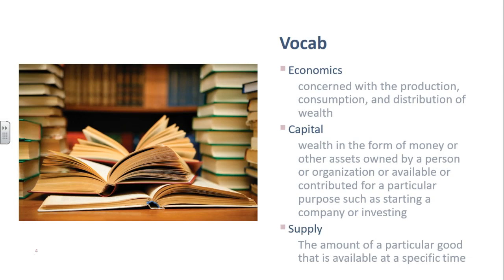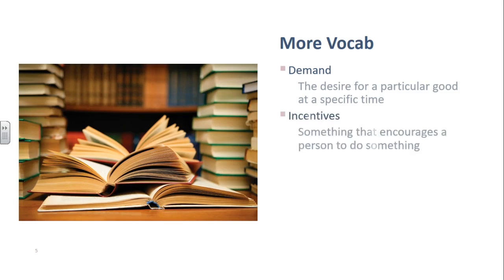Supply is simply the amount of a particular good available at a specific time. So your supply is how much of something you have. So if you're going to be selling candles, for example, you have 500 candles, your supply is simply 500. More vocab words to dig into. Demand is how many people desire a particular good at a particular time. So if there's only 15 people in the world who desire candles and you have 500 candles, you don't have a very high demand. Now, if there's 2,000 people who have a desire for candles at one time, you only got 500 candles, you got a pretty high demand for candles.